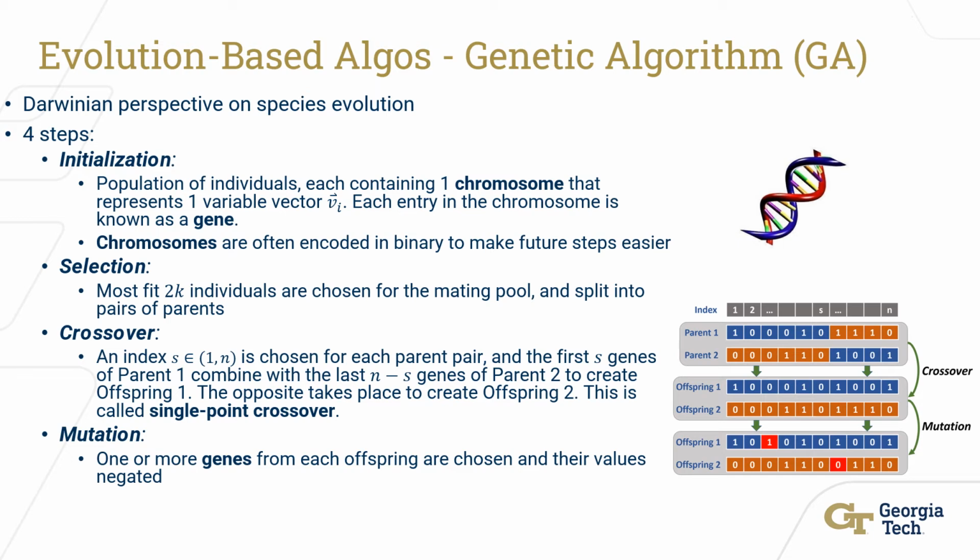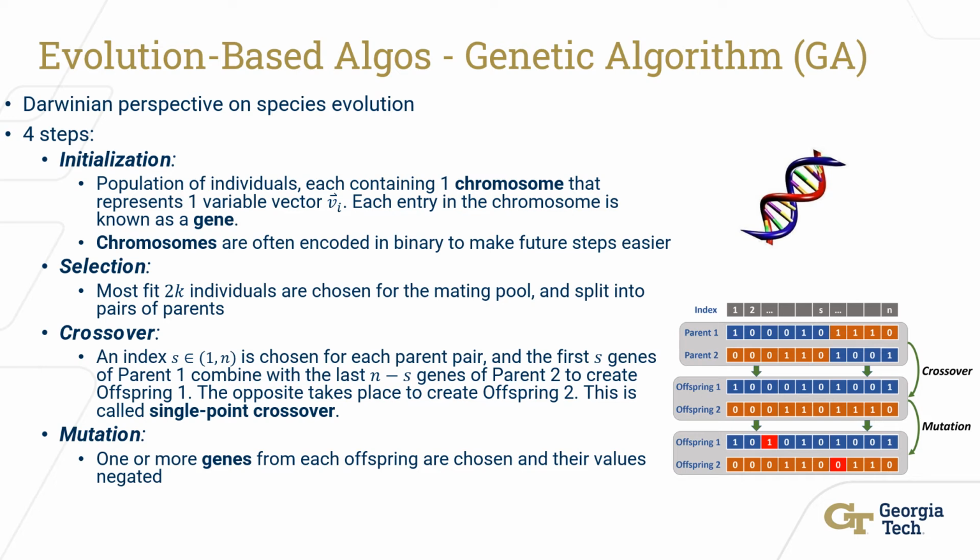To pass on portions of the parent's chromosomes to offspring, a process known as crossover takes place. The simplest crossover procedure involves first randomly choosing an integer index s between 1 and n, from within a chromosome of length n. Next, the first s genes from parent 1 are combined with the last n minus s genes from parent 2 to form the chromosome of offspring 1. Similarly, the first s genes from parent 2 are combined with the last n minus s genes from parent 1 to form the chromosome of offspring 2. This process, alongside the upcoming mutation process, are shown in the diagram on the right.